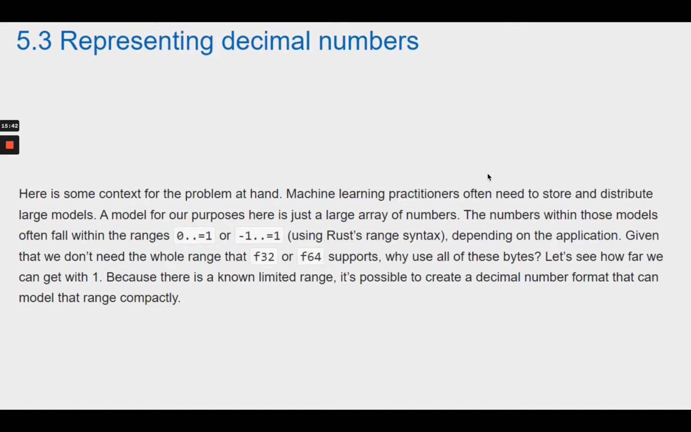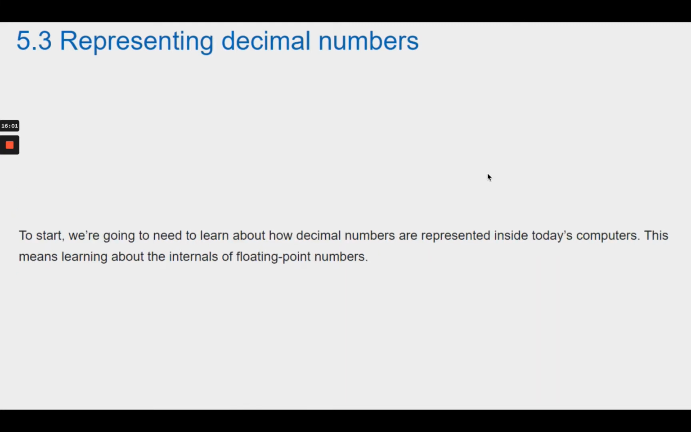Given that we don't need the whole range that f32 or f64 supports, why use all of these bytes? Let's see how far we can get with one. Because there is a known limited range, it's possible to create a decimal number format that can model that range compactly. To start, we're going to need to learn about how decimal numbers are represented inside today's computers. This means learning about the internals of floating point numbers.